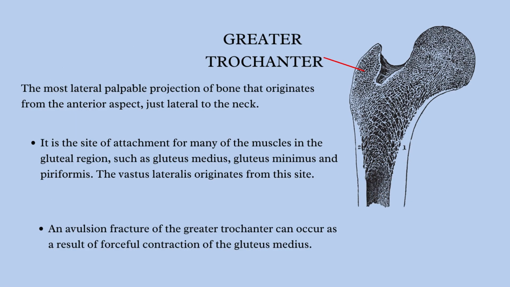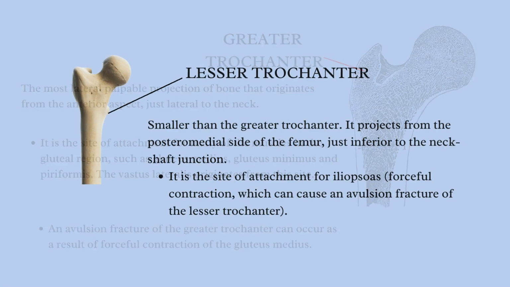The greater trochanter is the most lateral palpable projection of bone that originates from the anterior aspects, just lateral to the neck. It is the site of attachment for many of the muscles in the gluteal region, such as the gluteus medius, gluteus minimus, and the piriformis. The vastus lateralis originates from this site. An avulsion fracture of the greater trochanter can occur as a result of forceful contraction of the gluteus medius.